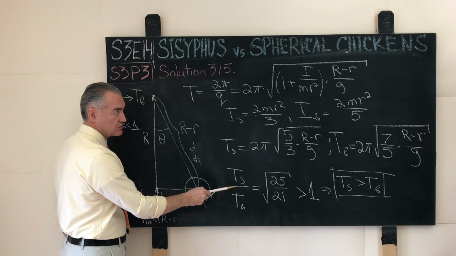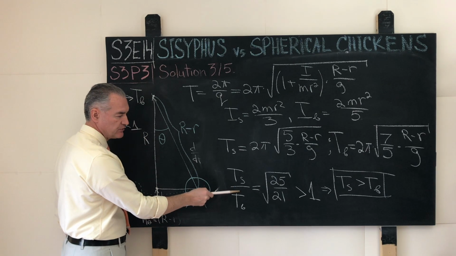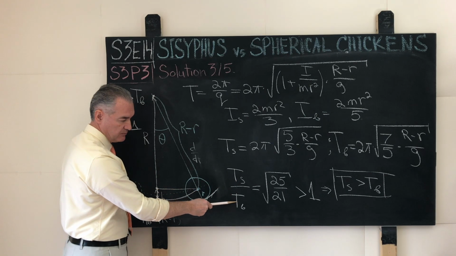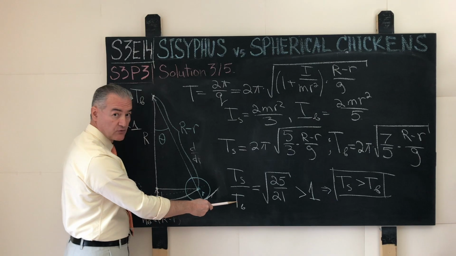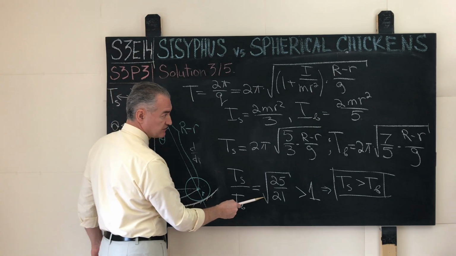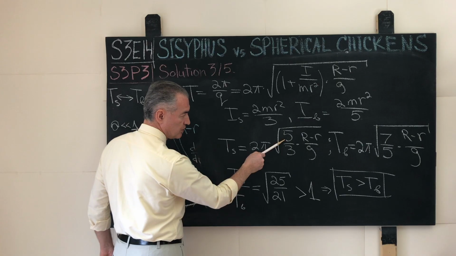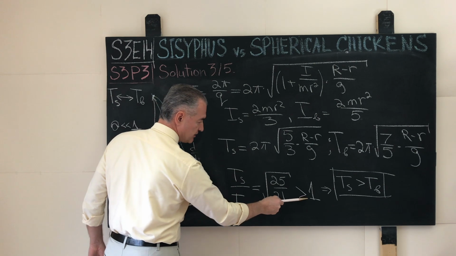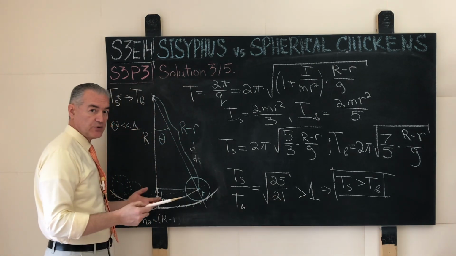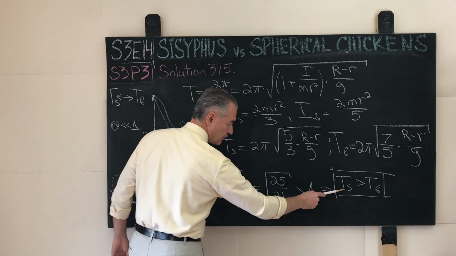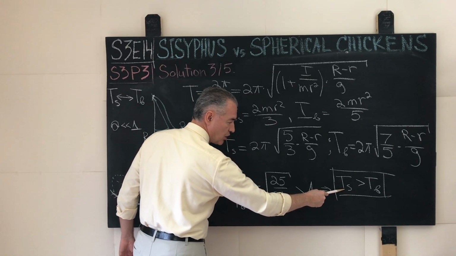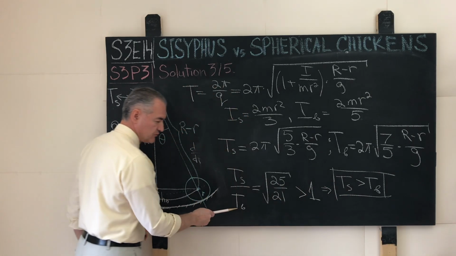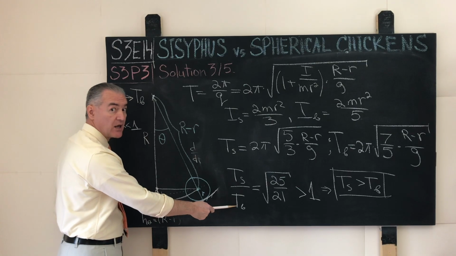If we construct the ratio of these two periods, the period of the small angle oscillations of a sphere and the period of small angle oscillations of a ball, then it comes out to the square root of what? 25 over 21. 5 times 5, 3 times 7. So this is definitely larger than 1. From here we conclude that the period of the small angle oscillations of a sphere will be strictly larger than the period of small angle oscillations of a ball.